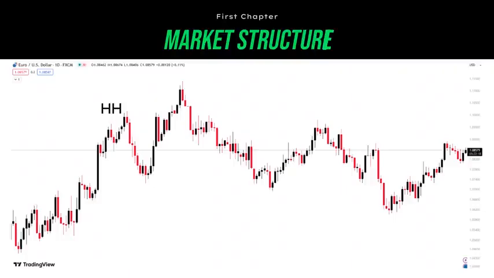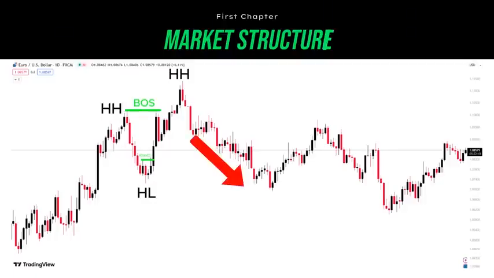But we have the most important part, which is the internal change of character. This structure marks the end of the pullback and validates the formation of the high time frame higher low. This shifts the low time frame structure and aligns the price with the high time frame by going up, breaking the last high time frame higher high, and creating another high time frame higher high.